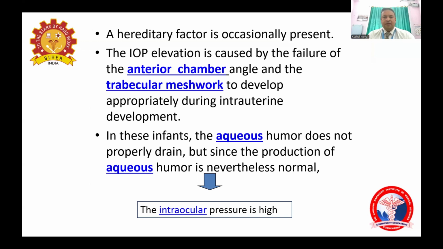Now, the mechanism of action. The intraocular elevation is caused by failure of the anterior chamber angle to open, and the trabecular meshwork to develop appropriately during intraocular development. In these infants, the aqueous humor does not properly drain, but since the production of aqueous humor is nevertheless normal, because of inadequate drainage, because of failure of development of the trabecular meshwork, the intraocular pressure is recorded as high.